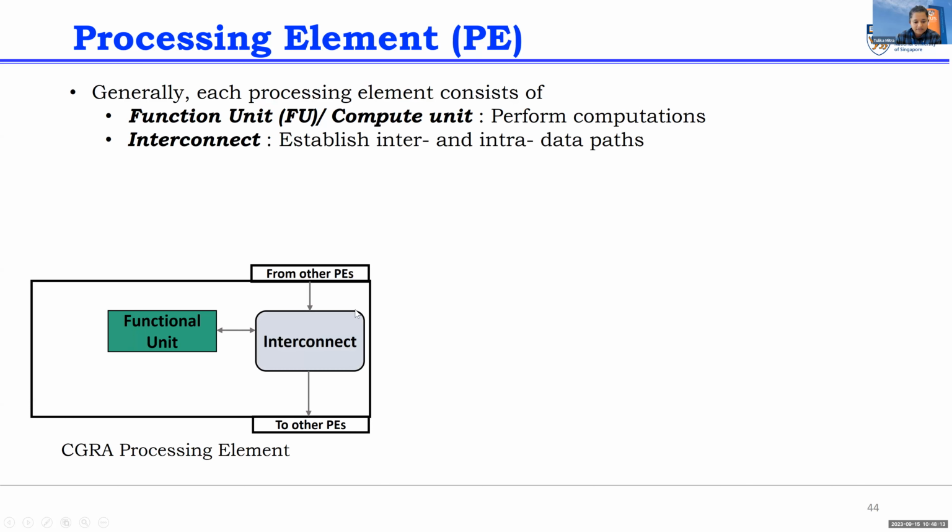And there will be some sort of interconnect which connects the processing element to the external PEs. So the interconnect will handle any incoming data from outside PEs, and it will forward the data to the function unit. And once the computation is done, it will take back the data and send it to the neighboring PEs.